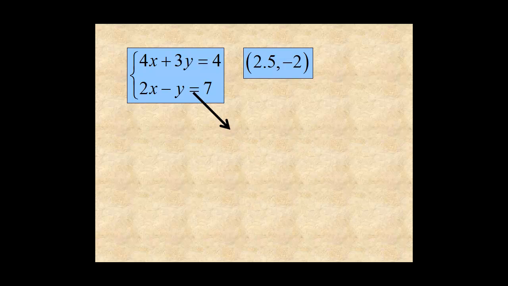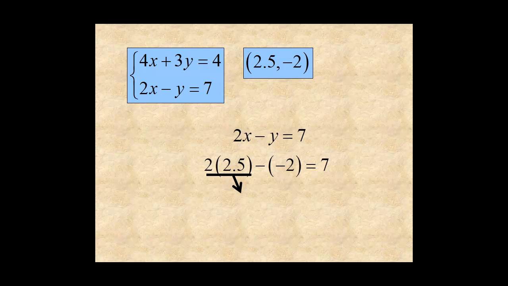For the second equation, substitute x equals 2.5 and y equals -2. Then 2 times 2.5 is 5. Negative times -2 is +2. Finally, 5 plus 2 is 7. And the second equation checks.